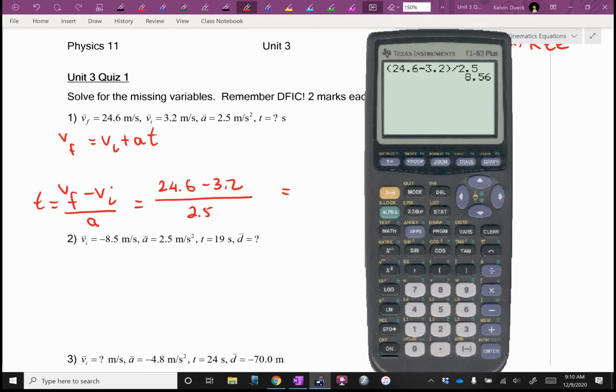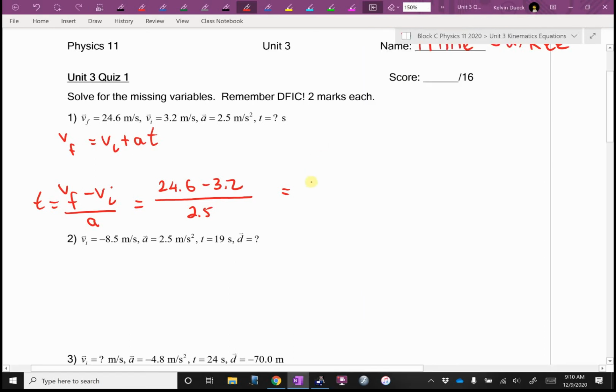Now, technically, with the 2.5 and the 3.2, how many sig figs should I technically go to? 2. Who cares about sig figs for the rest of the course? We did our test on sig figs, yes? Okay, we could if we needed to, I'm going to say. So 8.56 seconds.